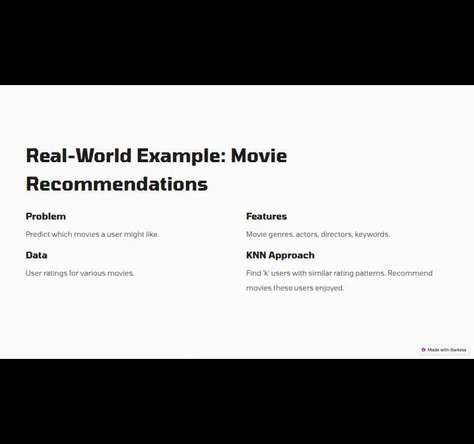Real-world example. Imagine you're trying to predict what movies a user might like. Using KNN, we find k users with similar movie preferences and recommend movies that those users enjoyed. That's it, simple and effective.